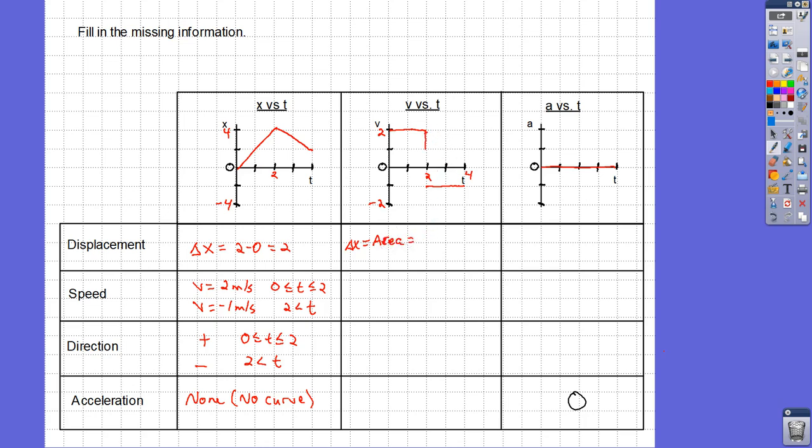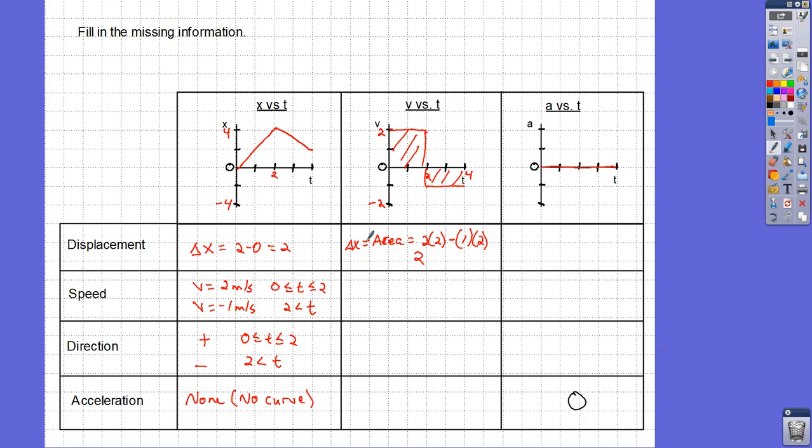So that would be this area here and this area here. And so we'd have 2 times 2, and then we're going to subtract 1 times 2, and you'll notice that we get a displacement of 2, and these should always agree with each other. If you get different answers for those two, you did one of them wrong, or maybe both.